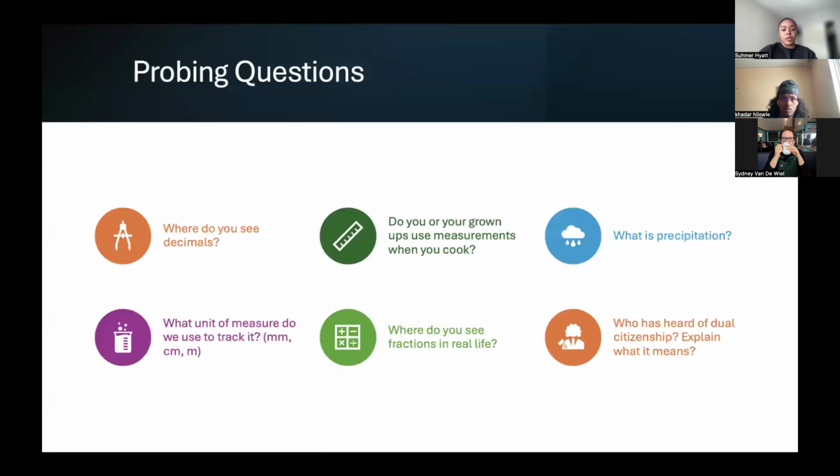I integrated probing questions throughout the lessons, but I amalgamated them here just so that it's easier to see. It gets students thinking about what they already know, whether they realize it or not, and what they're going to learn. And it also allows for early cross-curriculum connections. So what is precipitation and who's heard of dual citizenship are examples of crossing science and social studies.